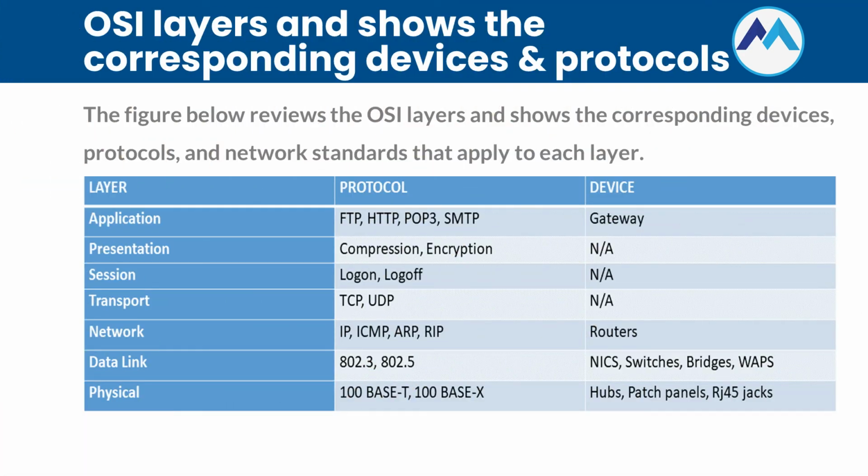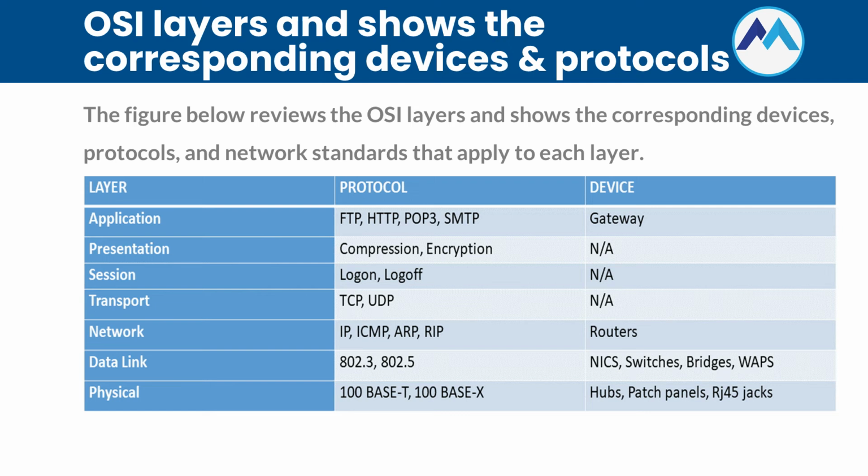So just to aid you, in the figure below you can review the OSI layers and the corresponding devices, protocols, and network standards that apply in each layer. Just to give an example, at layer 7, the application layer, the protocols you have there are File Transfer Protocol, HTTP, POP3, and SMTP, and an example of a device found there is the gateway.